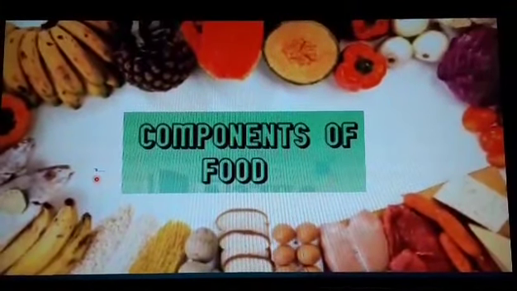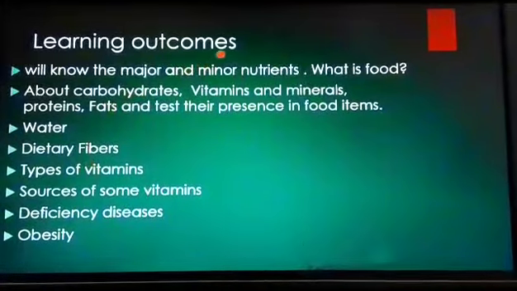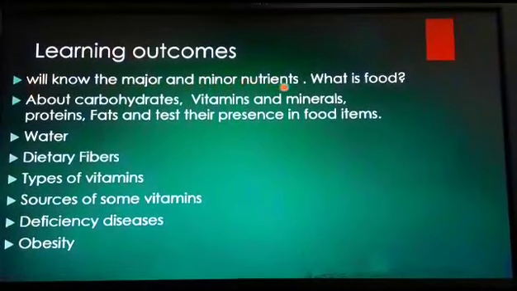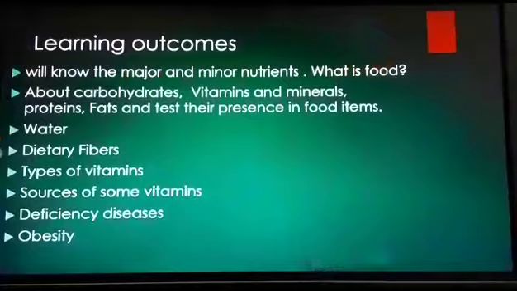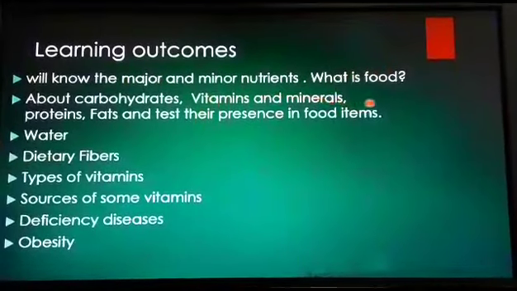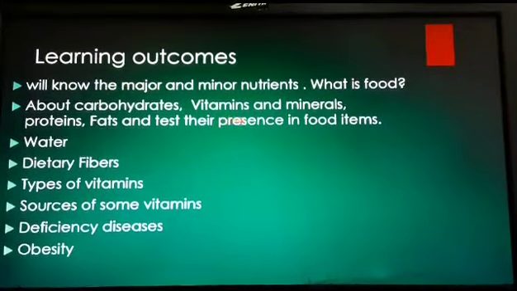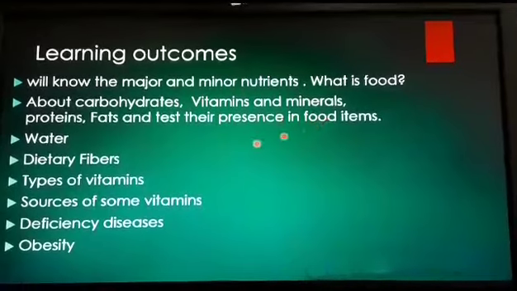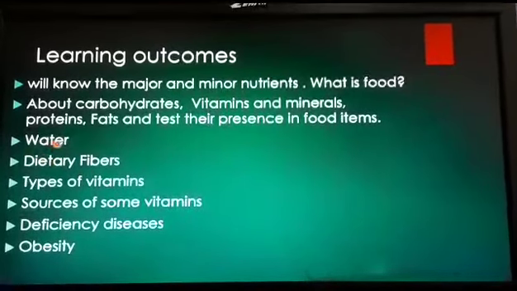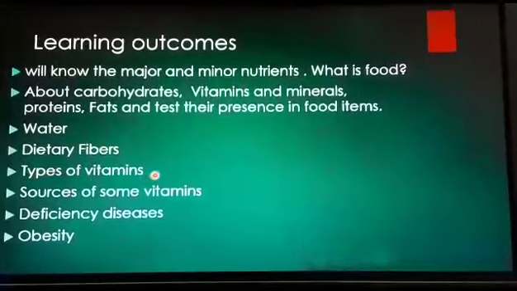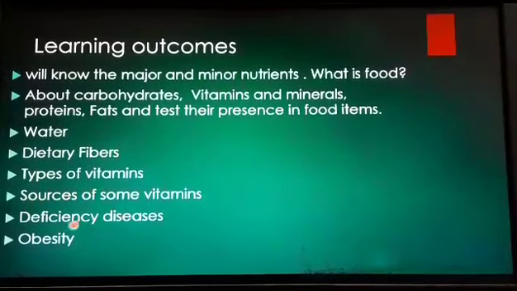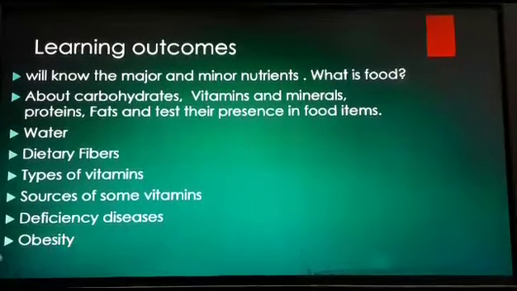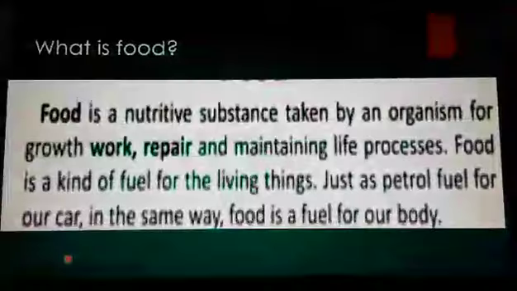Let's get started. Learning outcomes. We'll know the major and minor nutrients. What is food? About carbohydrates, vitamins and minerals, proteins, fats and test their presence in food items. Water, dietary fibers, types of vitamins, sources of some vitamins, deficiency diseases, obesity, and etc.